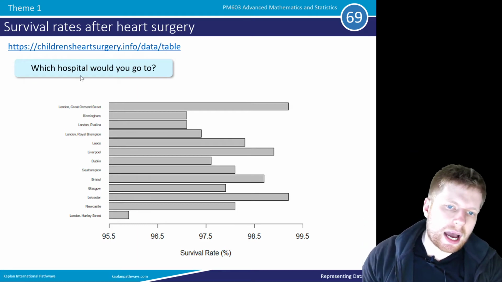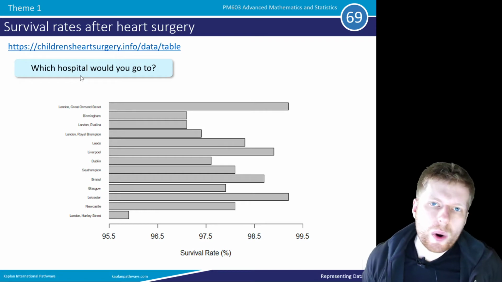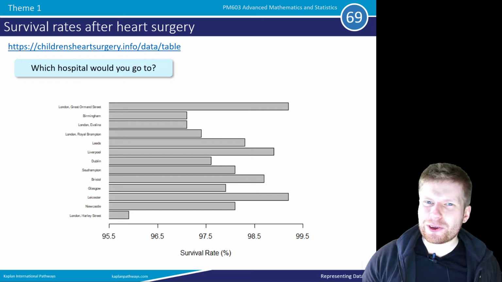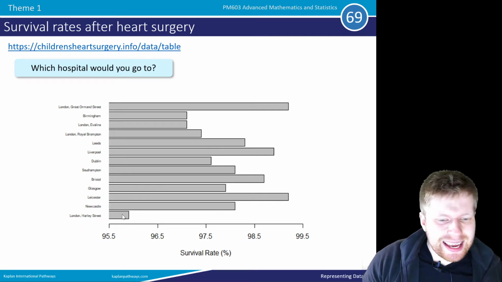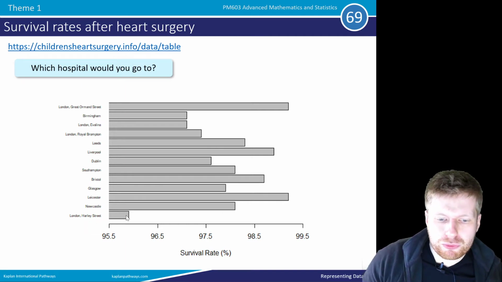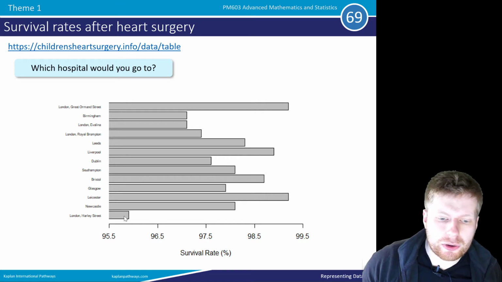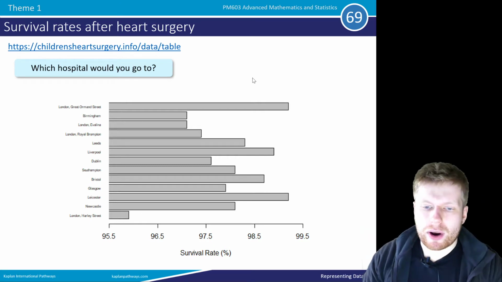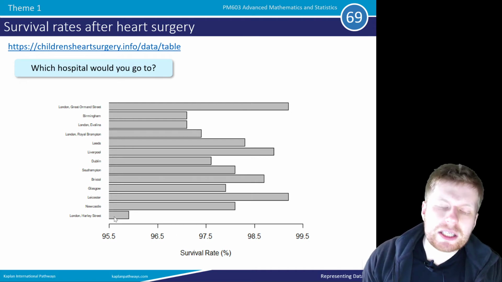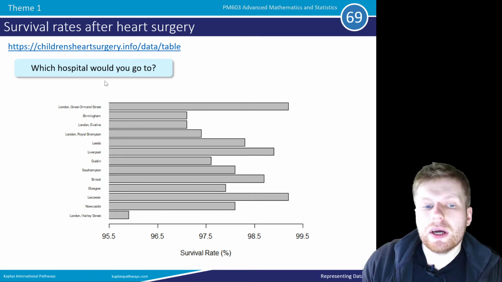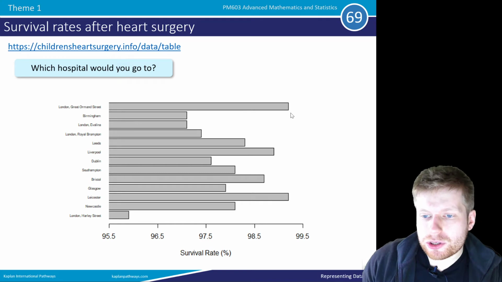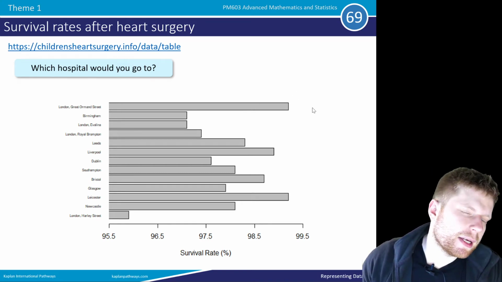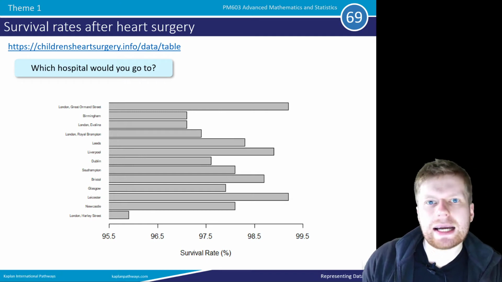So if I ask the question now, if you had to have heart surgery, which hospital would you go to? You'd be like, well, I can see which hospital I definitely won't be going to, the bottom one, okay, because that bar is really, really short, London Harley Street. That bar is really, really short, which means it has a lower survival rate relative to the others, which means that fewer people had survived. Whereas if you look at London Great Ormond Street, which had a much longer bar, that means that more people had survived. But now let me show you exactly the same data.